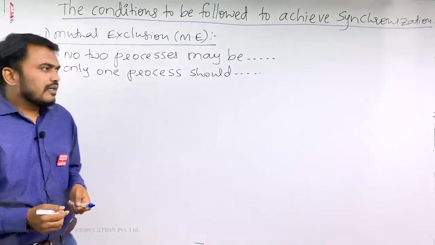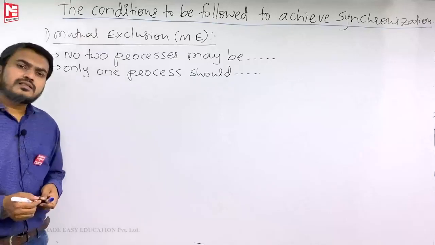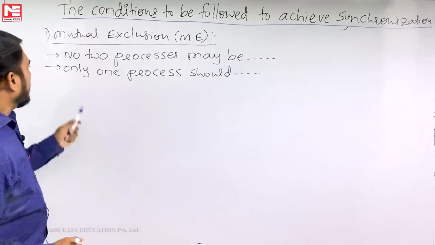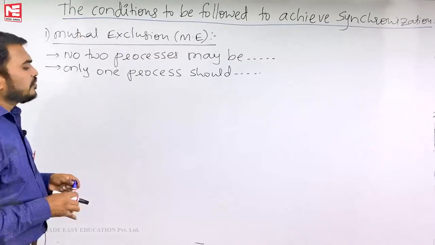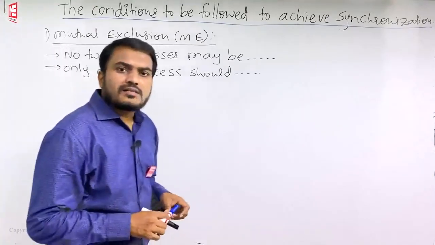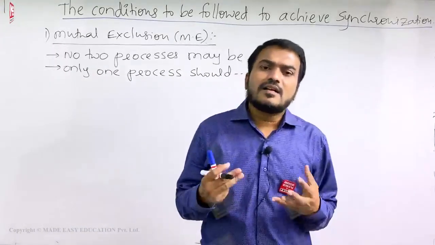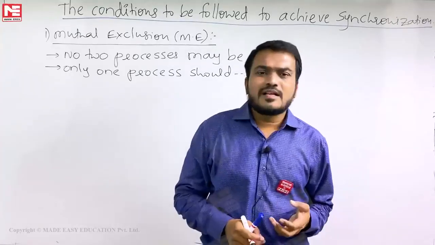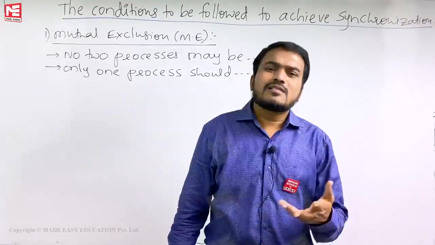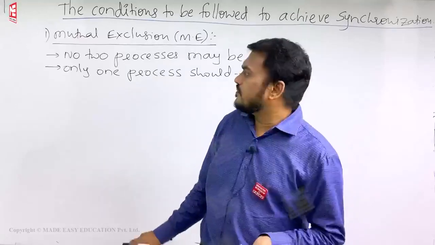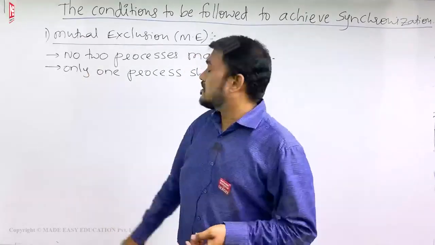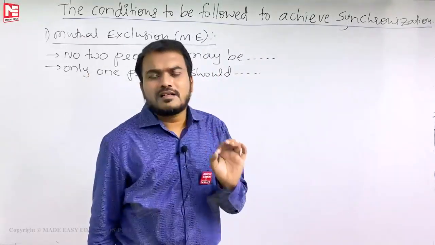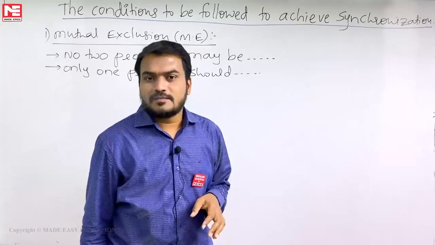Now, understand here, the logical meaning of both the statements is the same. What does the first statement say? No two processes may be simultaneously present inside the critical section. That is a bit of a technical statement. But the second statement is a simple, meaningful statement: only one process should be present inside the critical section at any point of time.